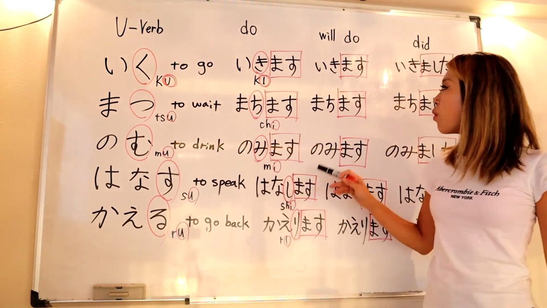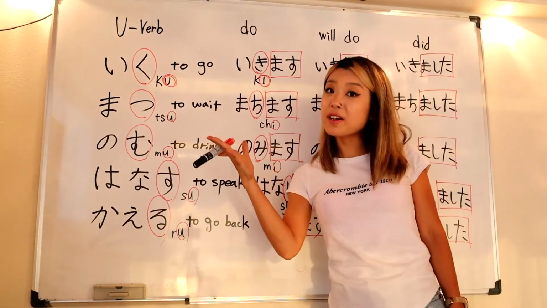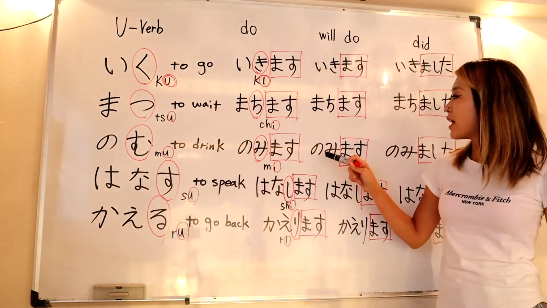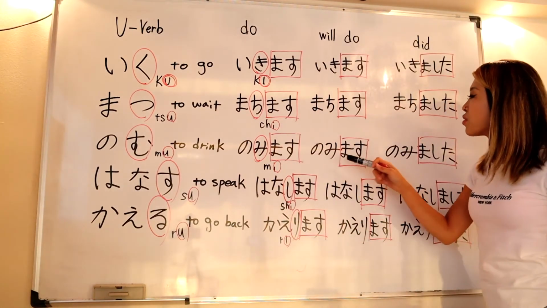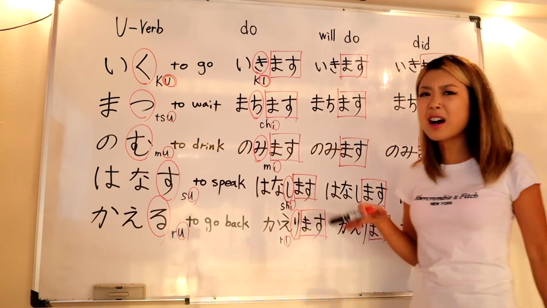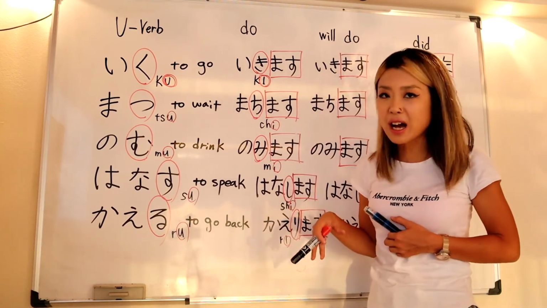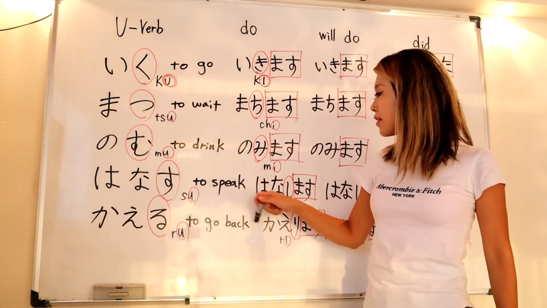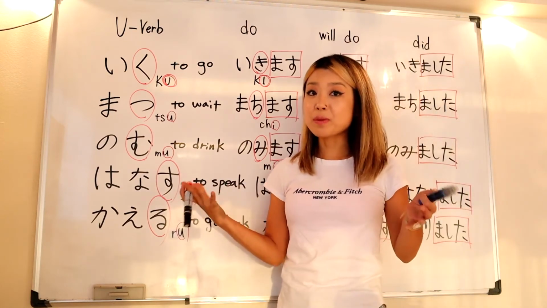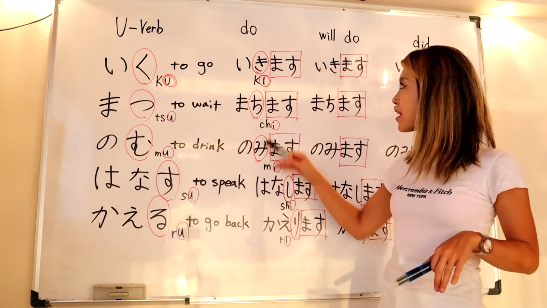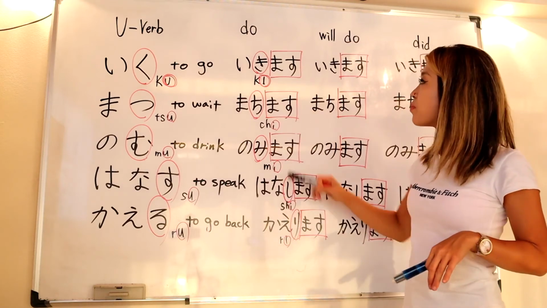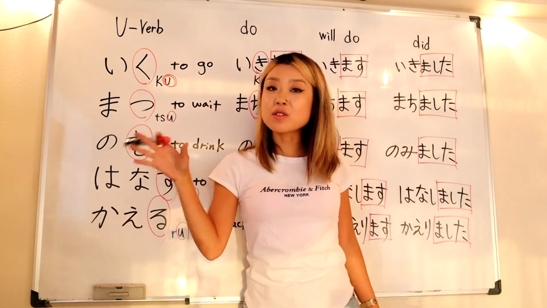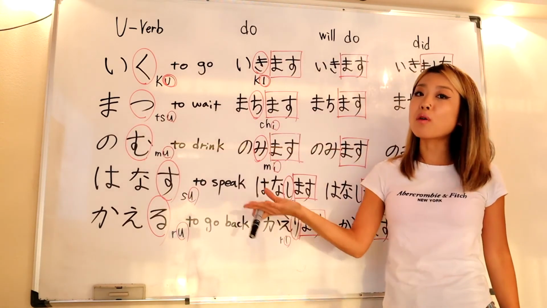Usually I drink alcohol, juice, coffee, whatever. So, nomimasu. Or, tomorrow, I will go there and I will drink a nice beer or something. Nomimasu, I will drink. Nomimashita, I drank. I drank too much, oh my god. Nomimashita, okay? Hanasu, to speak. I speak Japanese. Nihongo hanashimasu, usually I speak, okay? Present. I will speak, oh, I will meet my friends, so I will speak about these things tomorrow.